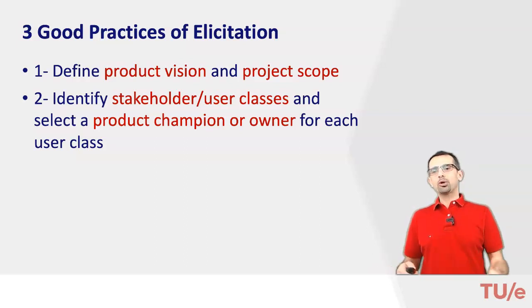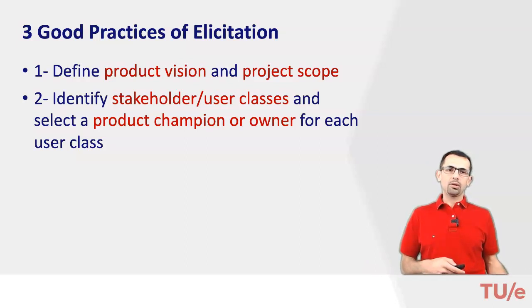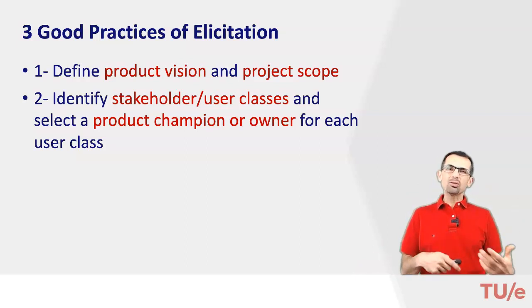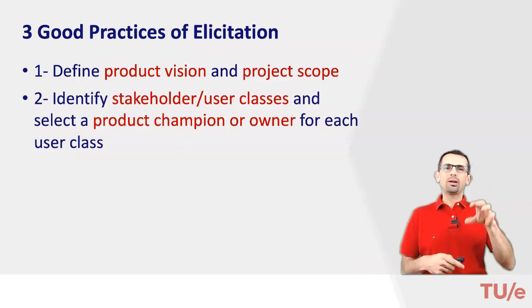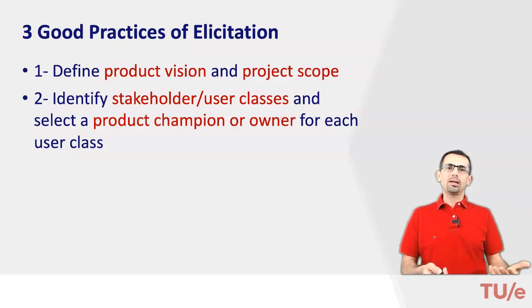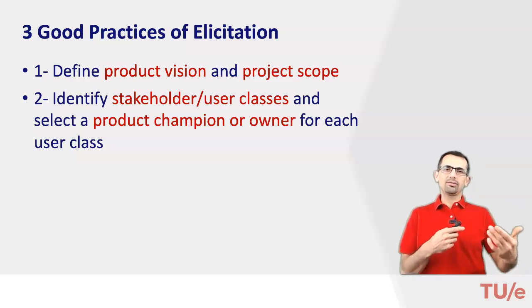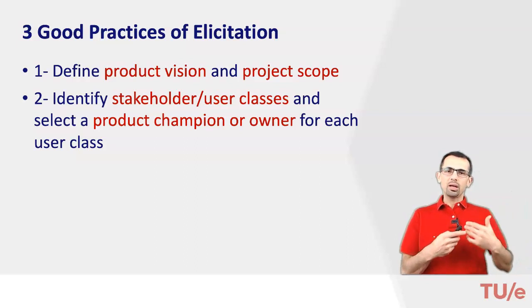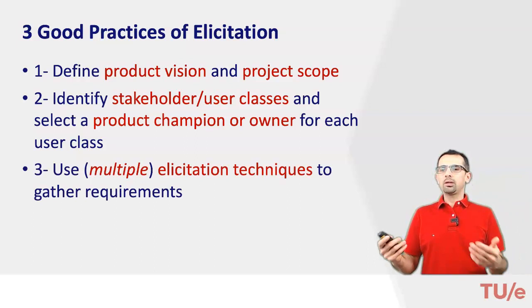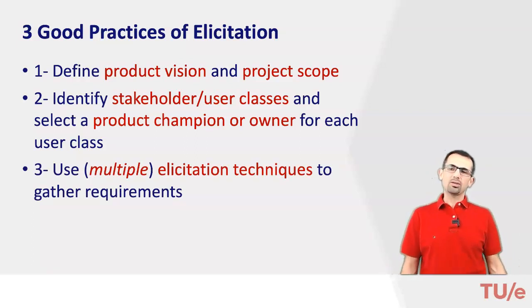Identify stakeholders and user classes properly, and as I mentioned a few minutes ago, select a product champion or owner for each user class. There will be a lot of stakeholders involved, as well as users, and it's a good practice to select one member from each stakeholder group to work closely and also to act as a bridge between business analysts and the end users. And use multiple elicitation techniques, not just one, to gather requirements.